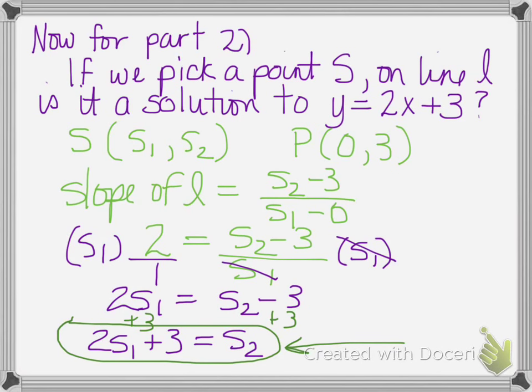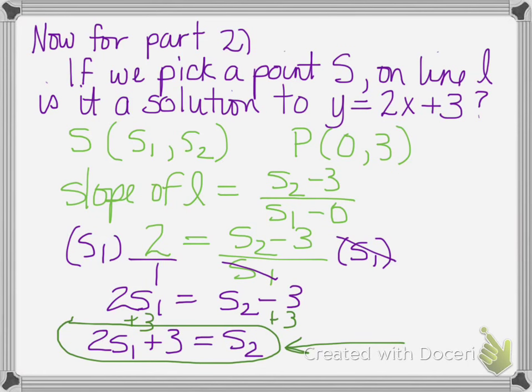So we've shown part 1 and part 2: that if we pick a solution to y equals 2x plus 3, it's on that line that we drew going through 2 solutions to the equation, and that if we pick a point on that line that goes through those 2 points, then it will be a solution to the equation. So the proof is complete, but we've only done it for y equals 2x plus 3.